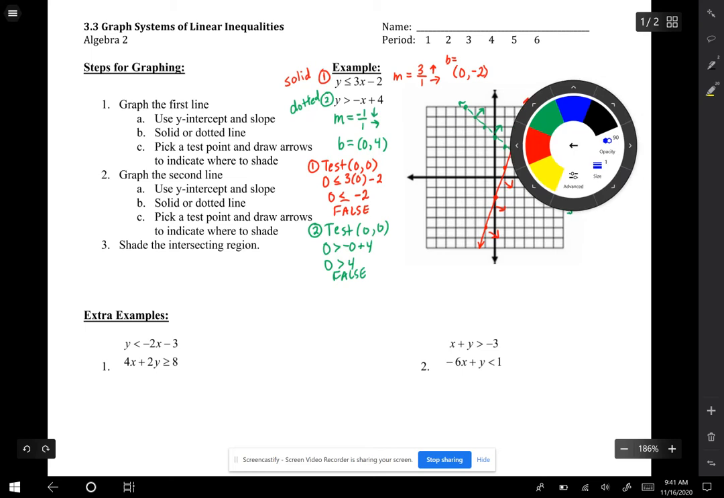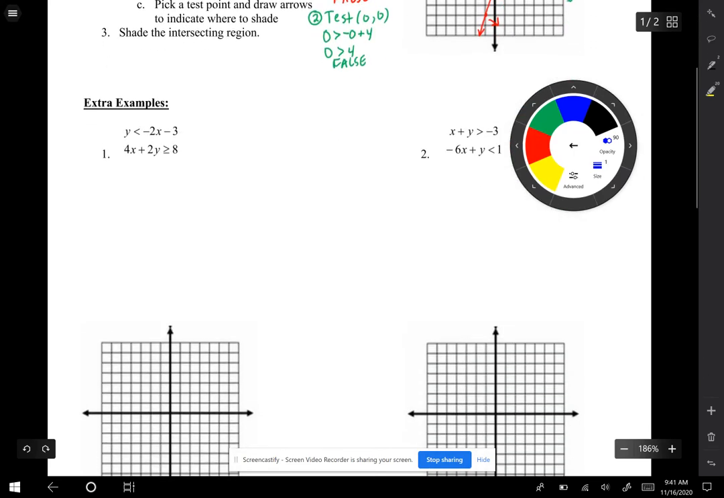Let's do a couple more examples. So example number 1, it's already in y equals mx plus b form. So slope is negative 2 over 1, and the y-intercept is (0, negative 3). The line is dotted.